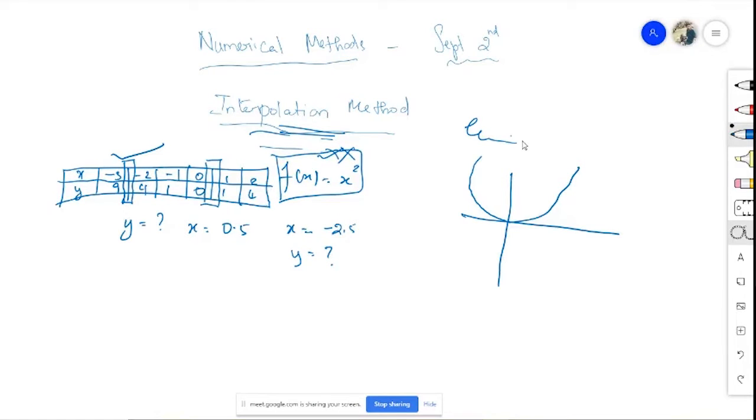If the function is given, you can immediately substitute the value. X is -2.5, substitute and you get y. But the function is not given, so you have to find the value using only this tabular column data. Finding the value of y with respect to only the given data is called interpolation, that is, the method without the function given.